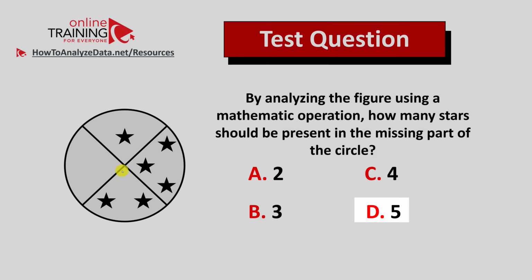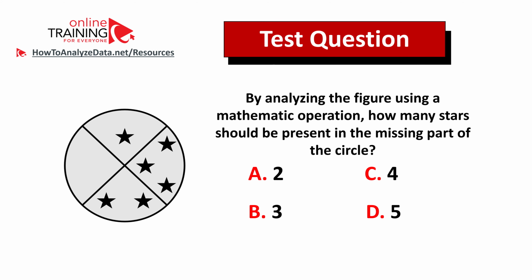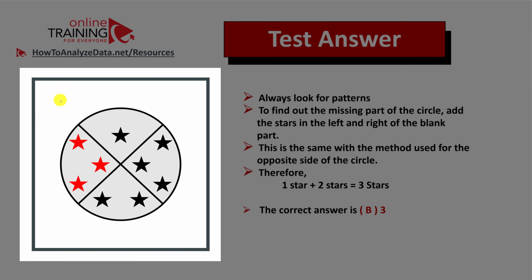So can you determine how many stars the blank part of the circle should have? Give yourself 10 to 20 seconds to see if you can come up with the answer on your own. Did you figure out the answer? Let's continue to see if we can come up with the solution together. As usual, to answer any type of question, look for patterns. And here the pattern is symmetry. So if you draw a line in the middle of the circle from top to bottom, you will see that you need to come up with the answer that would be symmetrical.